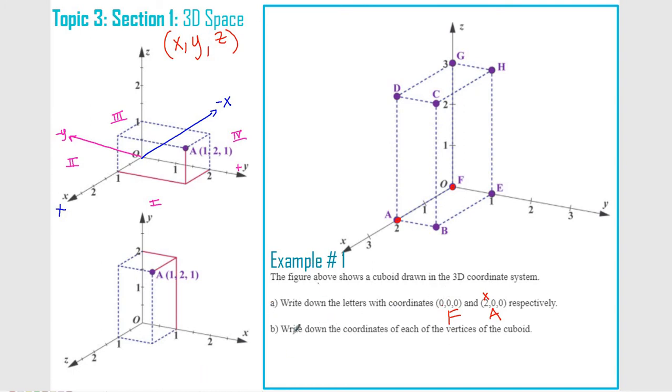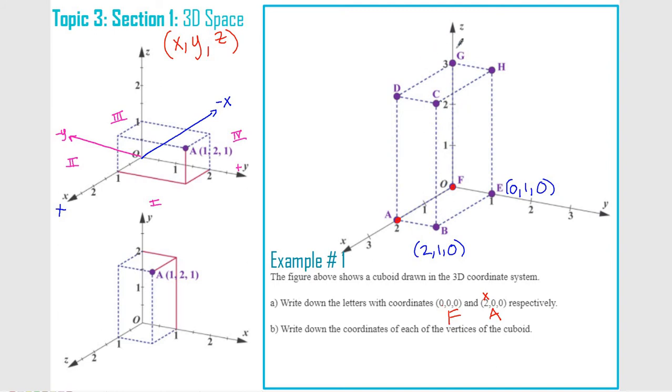So then B, write down the coordinates of each of the vertices of the cuboid. So we have E is moving along the y-axis. We didn't move x or z. So this would just be 0, 1, 0, right? The y moved 1. For B, we moved along the x 2, and we moved along the y 1. So that would be 2, 1, 0.